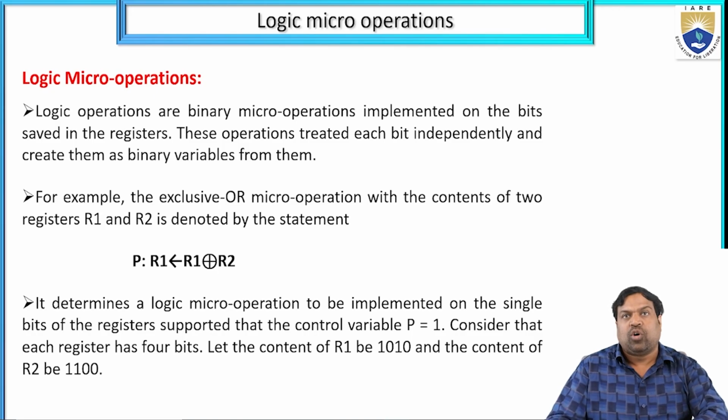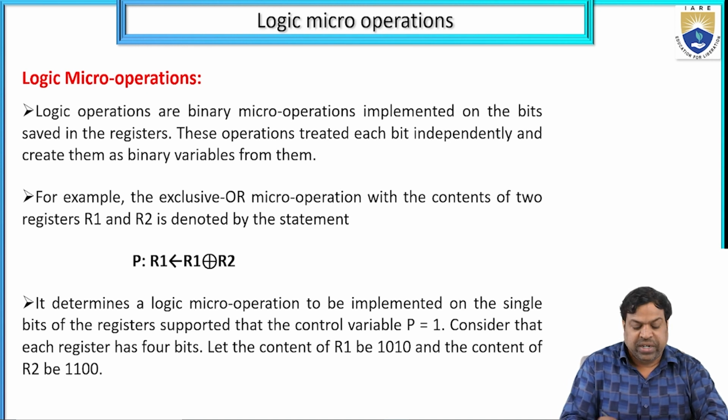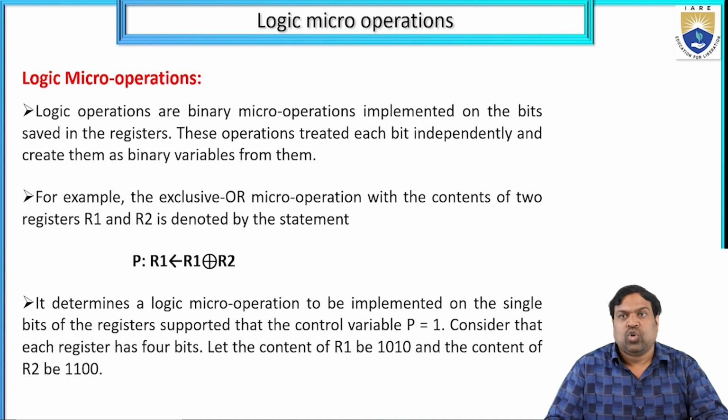Logic micro operations are binary micro operations implemented on the bits saved in the registers. These operations treat each bit independently and consider them as binary variables. For example, the exclusive OR micro operation with the contents of two registers R1 and R2 is denoted by the statement P: R1 ← R1 XOR R2. It determines a logic micro operation to be implemented on the single bits of the registers, provided that the control variable P equals 1.